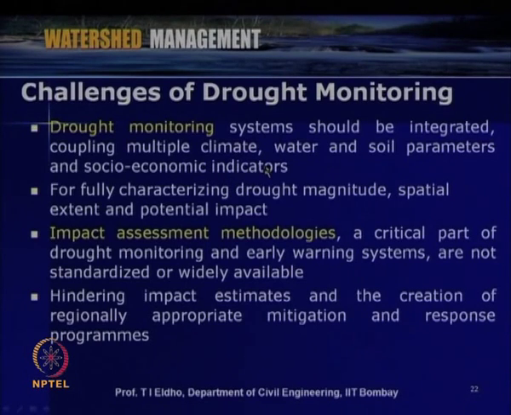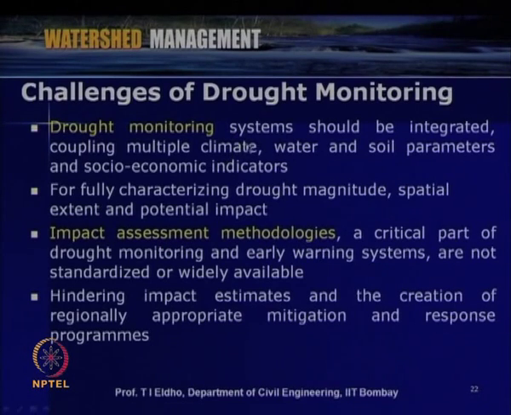So whatever drought index or drought monitoring schemes or systems we are using, we may have to integrate them with respect to the climate predictions, or the water availability, or soil parameters, or socio-economic indicators. For fully characterizing the drought magnitude, spatial extent and potential impact, we may have to integrate with respect to various systems. And then we have to go for impact assessment methodologies.